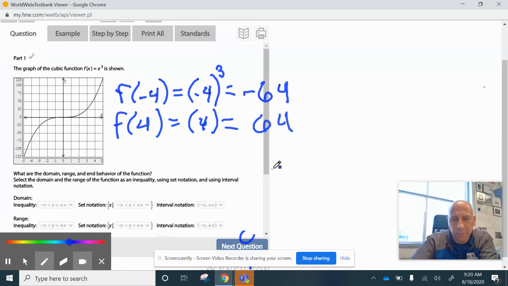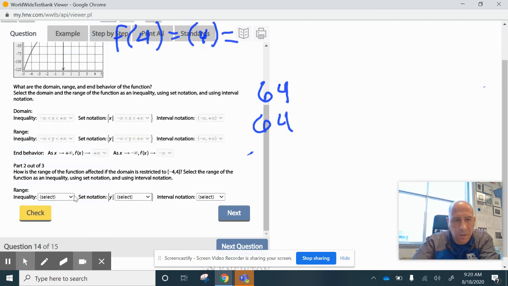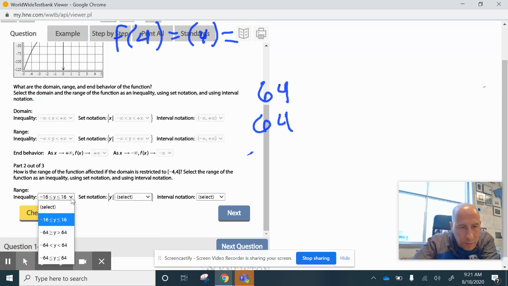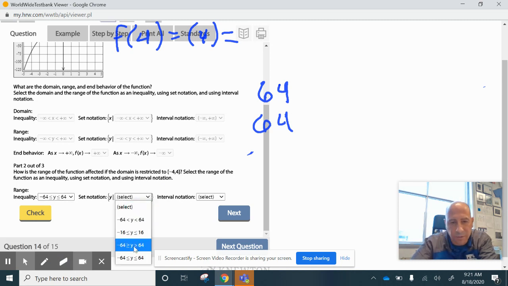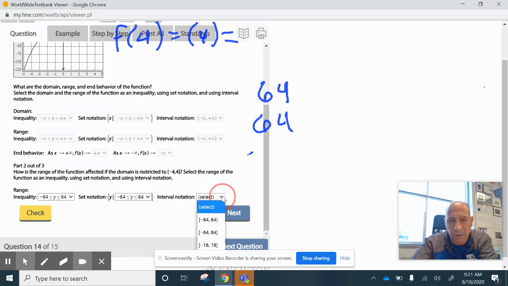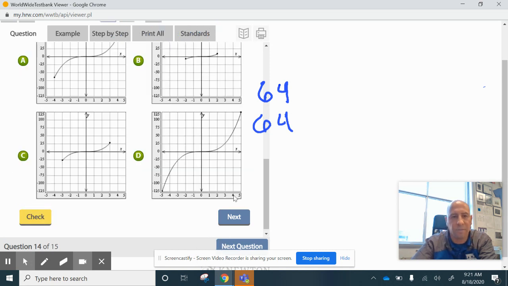Okay, so we know that it would be between -16 and 16, and it would be between, whoa, no. Wait, hold on. Right, yeah, I'm sorry, range would be between -64 and +64. I apologize for the mistake. Set notation, same thing. And interval notation is bracket because it's included in both. Let's check.